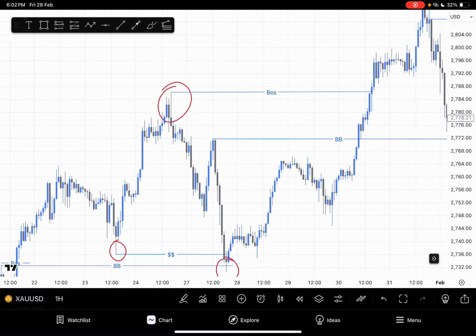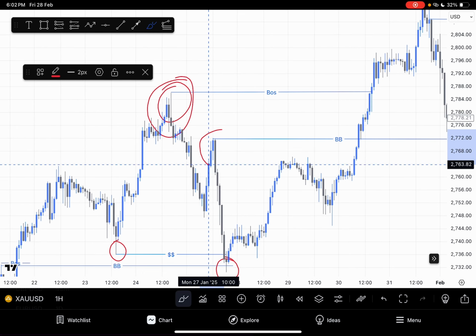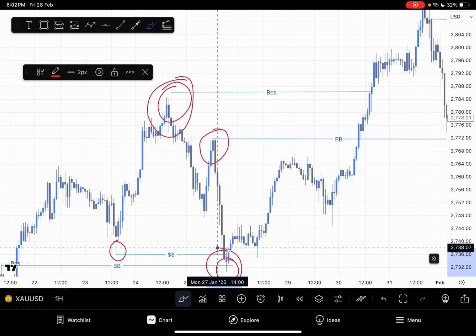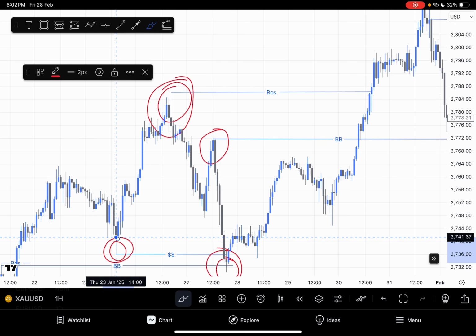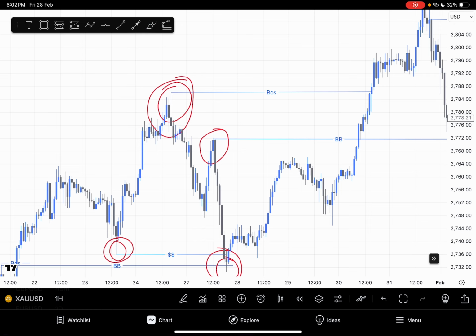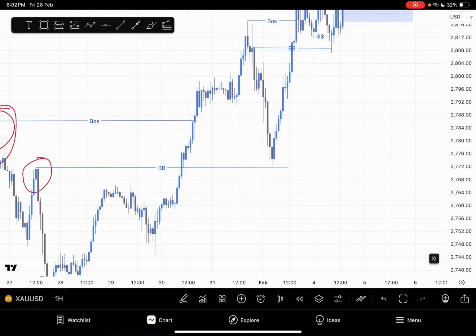So price has created another break of structure at this point. So this is the next breaker block. This is the liquidity grab at this point. You see the rejection after price cleared out this liquidity. You see the rejection again to the upside, triggering a break of structure. So now trace this breaker block to the other side.